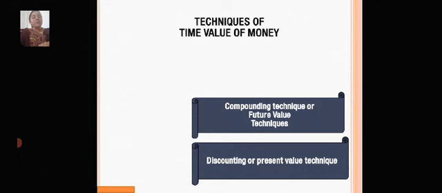Suppose you have to invest in FDs or in any instrument for a 5 year time period, 6 year time period, whatever time period you have decided. In that case you can use the future value for calculating the return on your investment. But the discounting technique or present value technique is different from this.